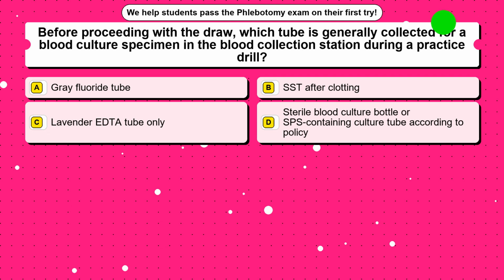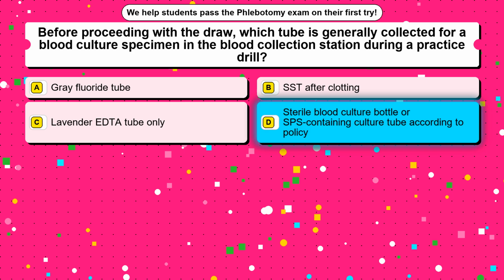Question 51. Before proceeding with the draw, which tube is generally collected for a blood culture specimen in the blood collection station during a practice drill? Option A, gray fluoride tube. Option B, SST after clotting. Option C, lavender EDTA tube only. Option D, sterile blood culture bottle or SBS containing culture tube according to policy.